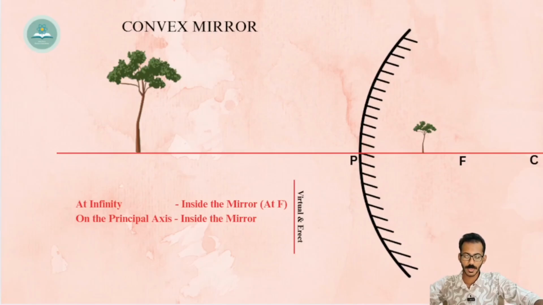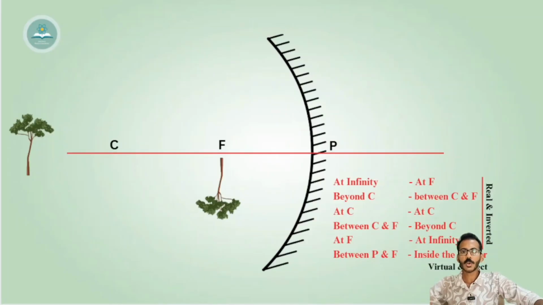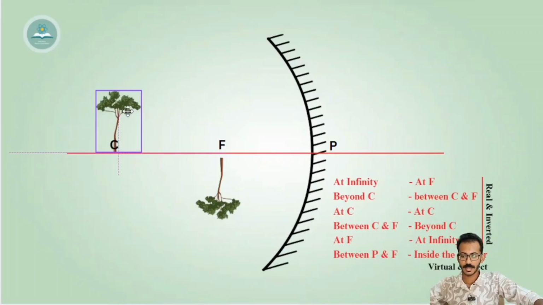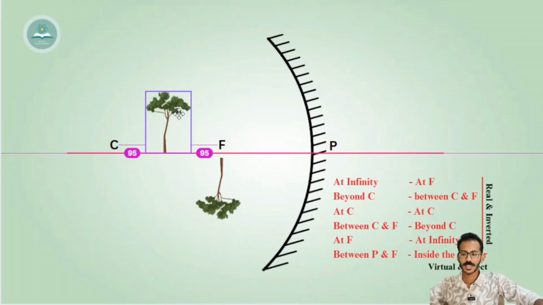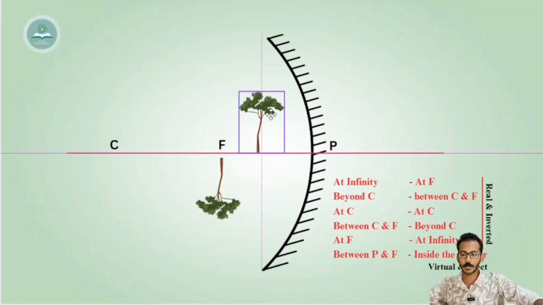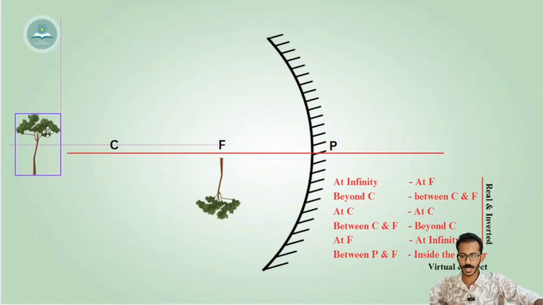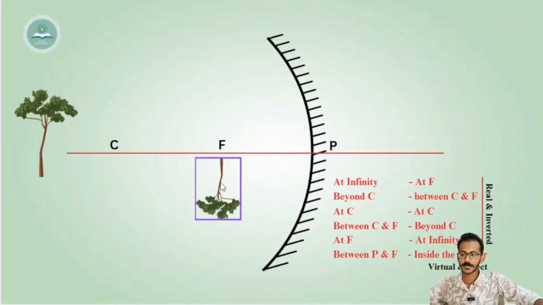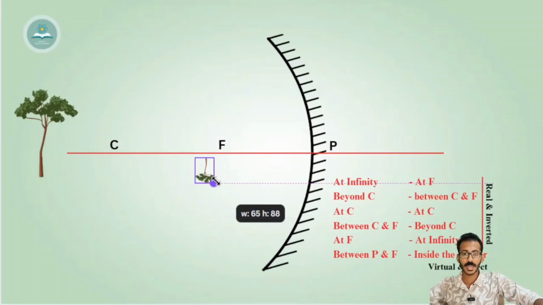So in convex mirror, we'll always get virtual and erect images. Now going to concave mirror. In concave mirror, we'll be placing the object at different spots. First we'll place the object at infinity, then beyond C, then at C, then between C and F, then at F, then between P and F. We'll see what happens in all the cases. When we keep the object at infinity, we will get an image at the focus. The image will be highly diminished, but still we'll get a real and inverted image at the focus.